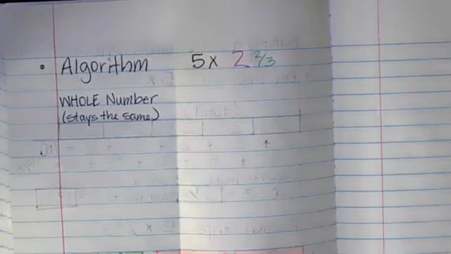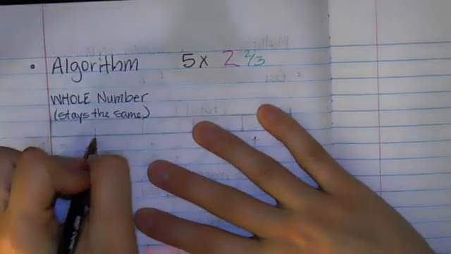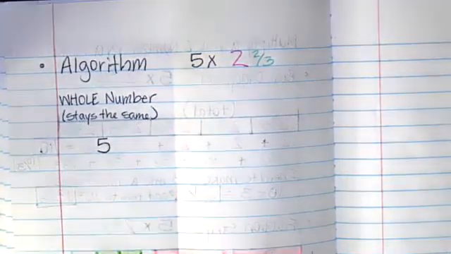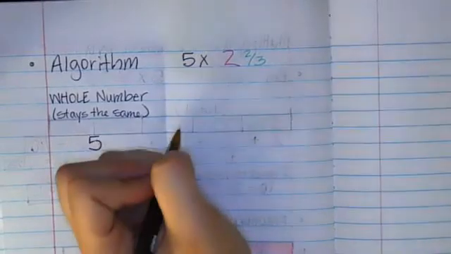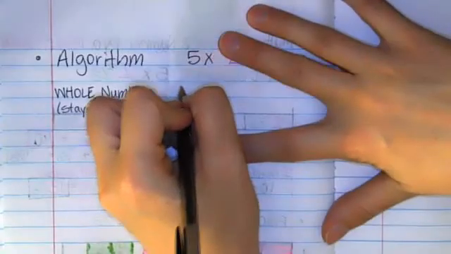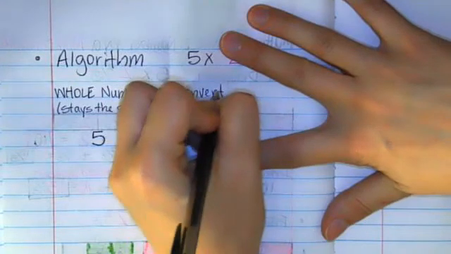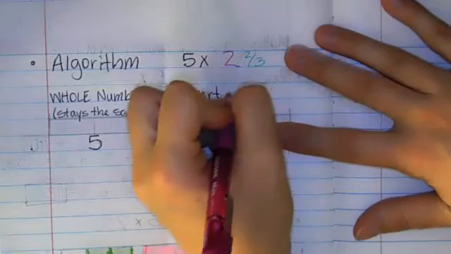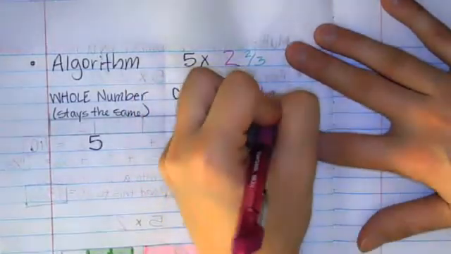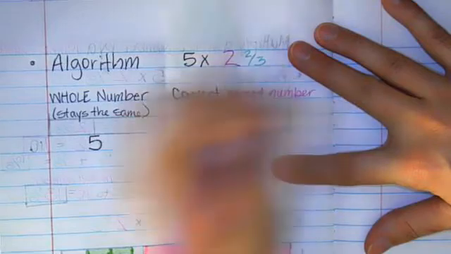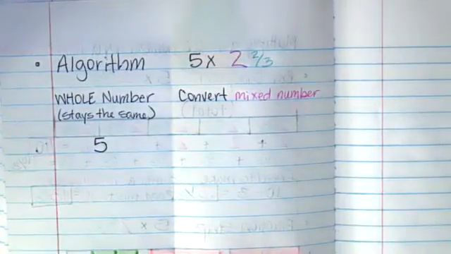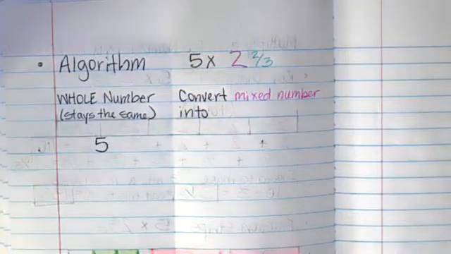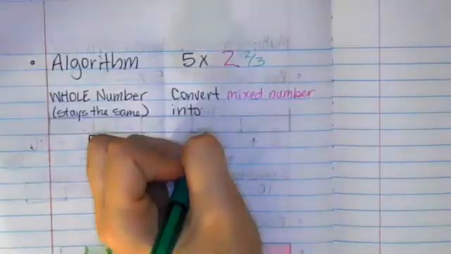I'm going to take my whole number, which is 5, and it is just going to stay the same. I am not going to do anything special or different to it. What I'm going to do to the 2 and 2/3 is convert it. I could say change, but I'm going to use the word convert. The mixed number, like I did before, into an improper fraction. We already know what that improper fraction is because we've done this already 2 different times.